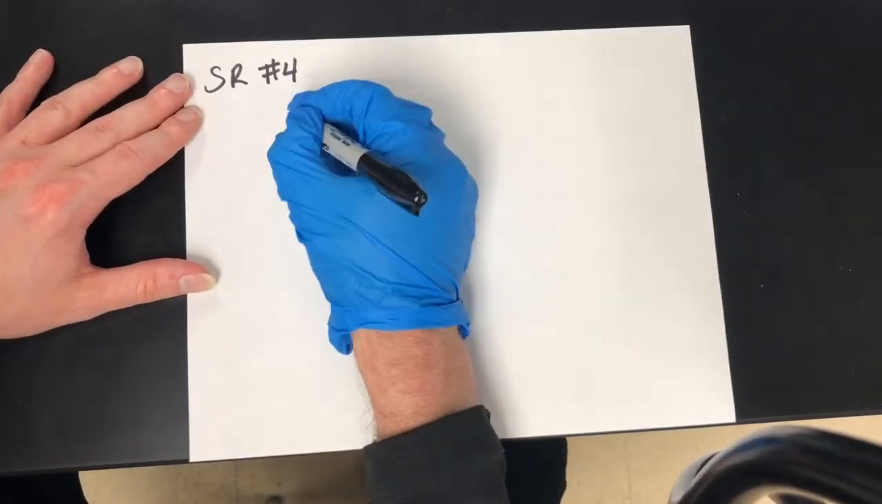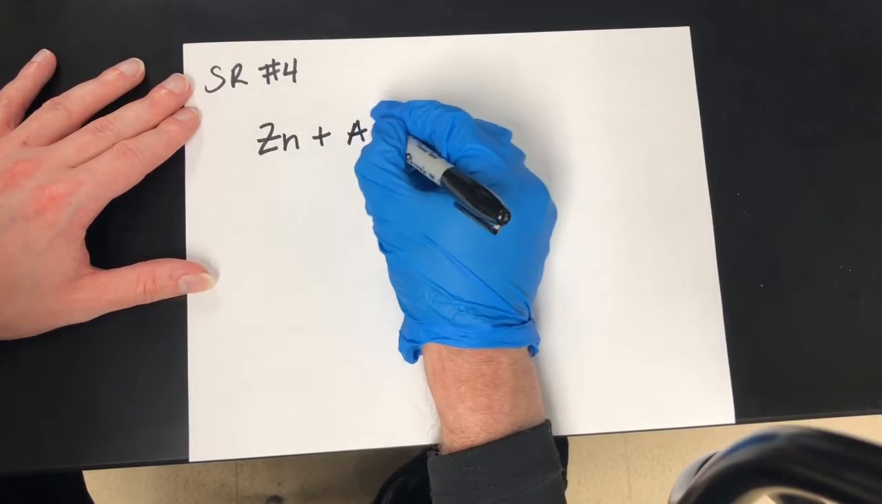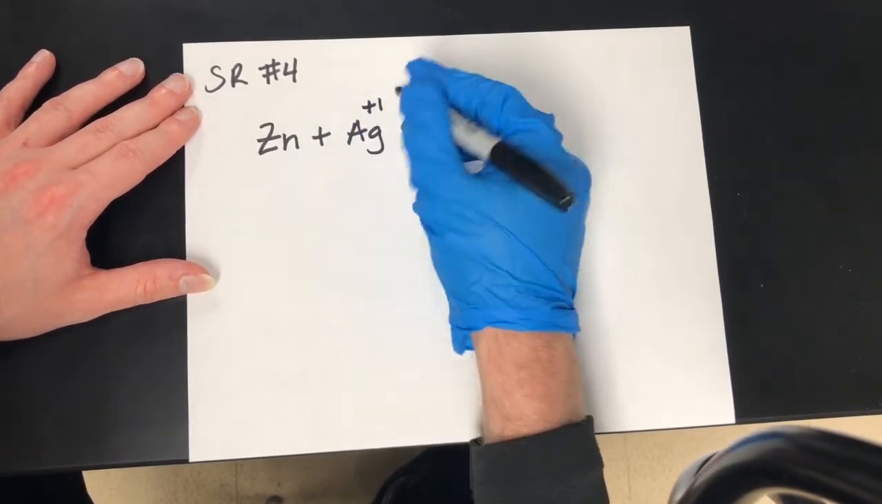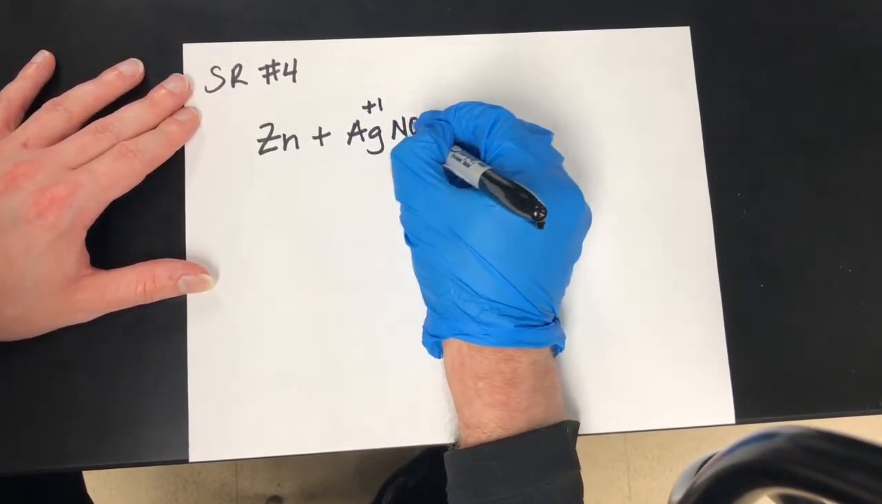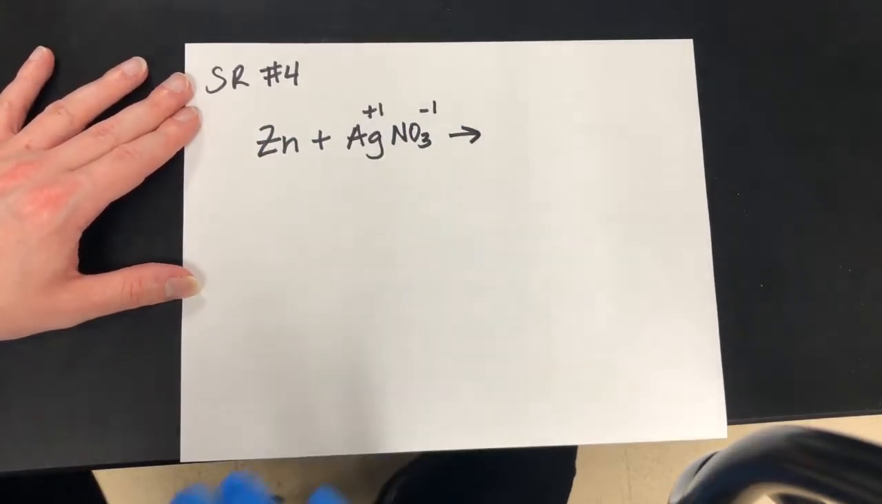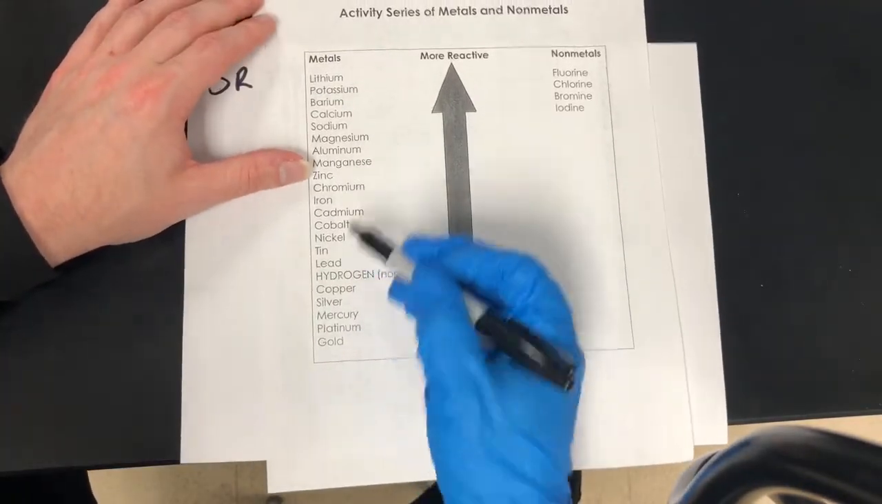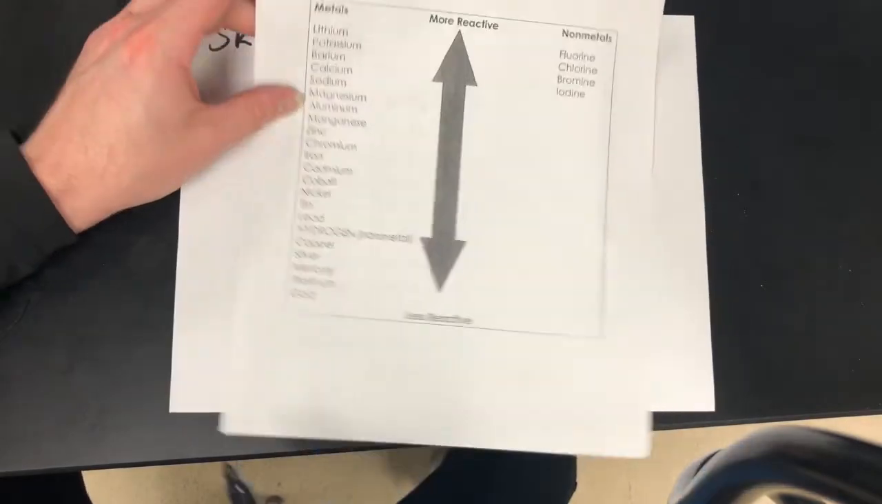So we're going to be taking zinc and we're going to mix it with silver nitrate. Okay, so zinc is Zn, silver is Ag with a +1 charge, nitrate is NO3 with a -1 charge. No need to crisscross because they're equal and opposite charges. So we're going to look at our activity series. Zinc and silver. So zinc is way up here, silver's right here, so it's going to kick it out.